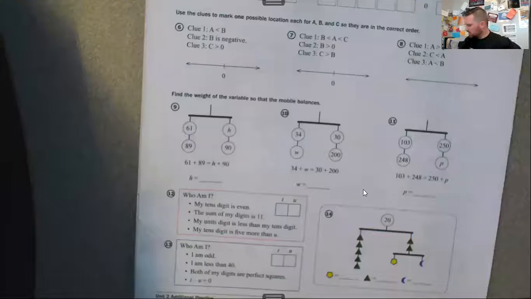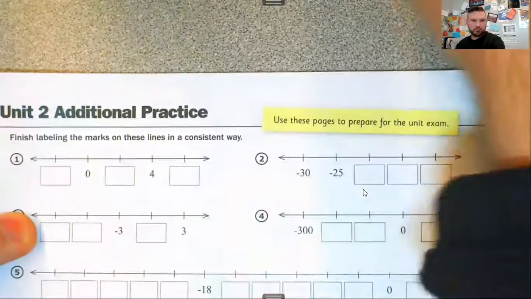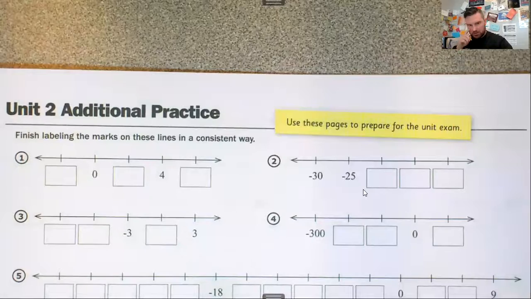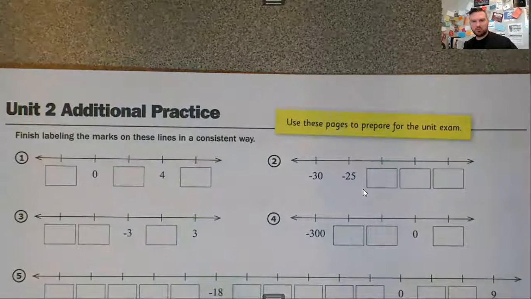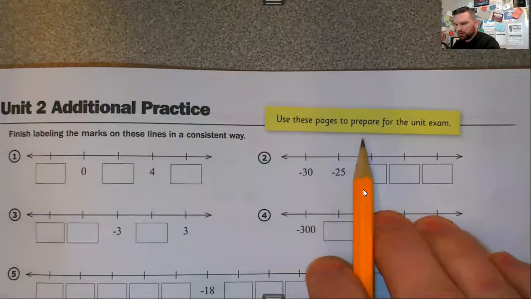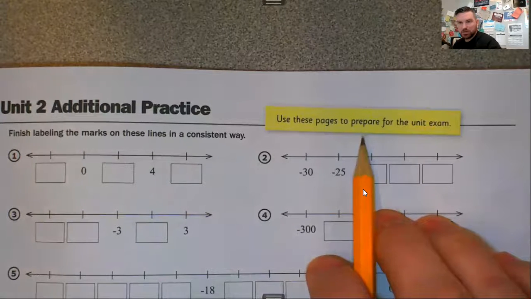All right, so here we are on page 35. We'll start here with, well, maybe with number 1. It says finish labeling the marks on these lines in a consistent way. And it says right here, use these pages to prepare for the exam, which will be coming soon.